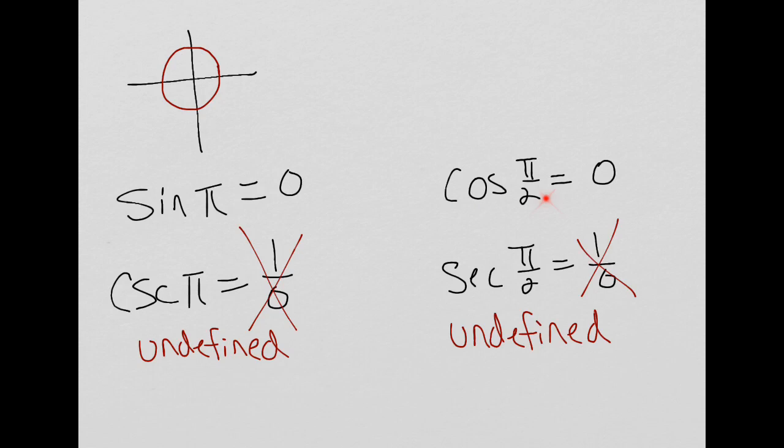Similarly, for the cosine of pi over 2, it's going to be a distance from here to here. I've traveled that pi over 2. Cosine is the x-coordinate. The x-coordinate right there is 0. So the cosine of pi over 2 is 0, which means the secant, 1 divided by the cosine at that point, again, is going to be undefined.